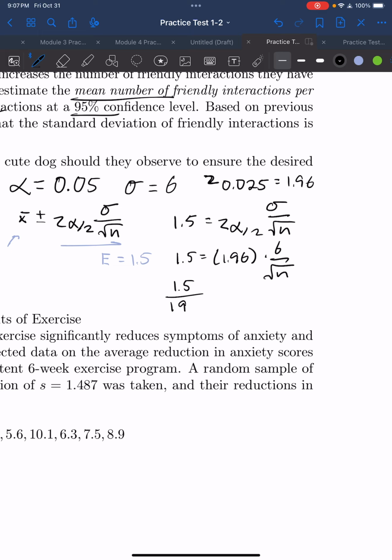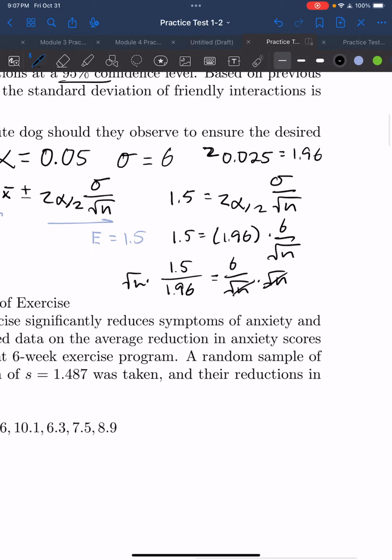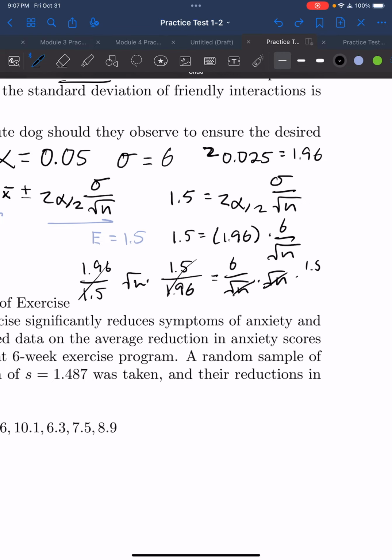I'm just gonna write it out, and then we have 6 over square root of n. We can multiply both sides by our square root of n to cancel it out over here, and then we can multiply both sides by our 1.96 over 1.5 to cancel it out over here.